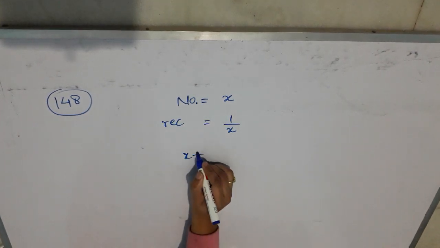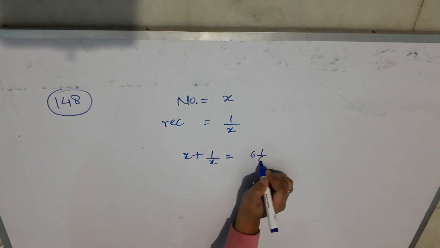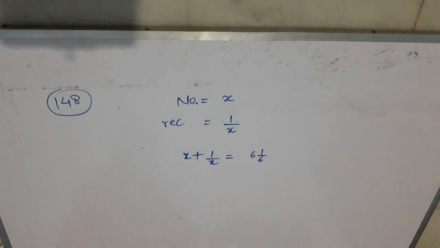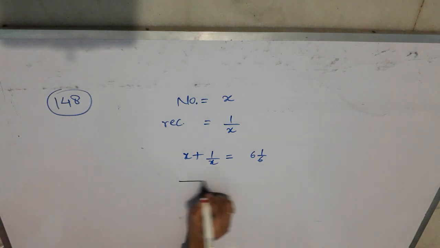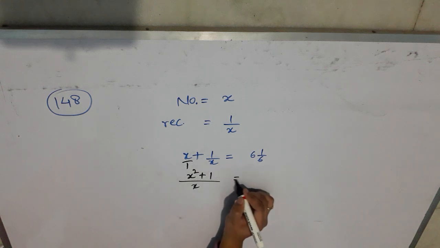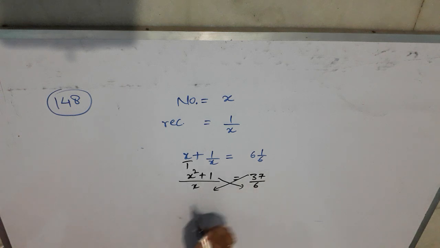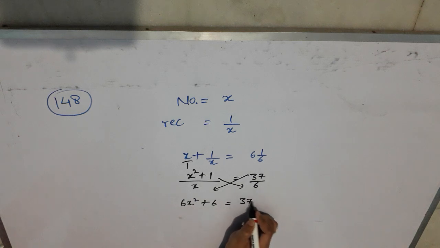It is given in the question that the sum x plus 1 by x is 6 whole 1 by 6. When you solve this equation, take the LCM and it will be x square plus 1 equal to 37 upon 6. Just cross multiply it. You will get 6x square plus 6 equal to 37x, which is 6x square minus 37x plus 6 equal to 0.